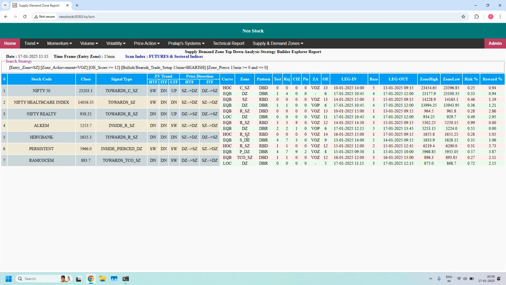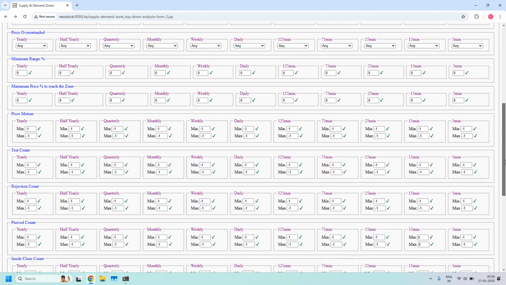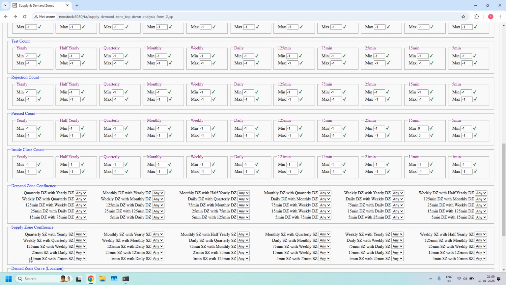All these supply zones are 15 minute supply zones. Out of these 7 15 minute supply zones, some are already high liquidity zones. But even then, we need to add some more probability to check whether they are having ITF supply zone supported. Later on, we will check HTF supply zone confluence also. So in the zone confluence, first filter is LTF and ITF supply zone confluence. That is 15 minutes and 75 minutes supply zone confluence. So enable the filter.